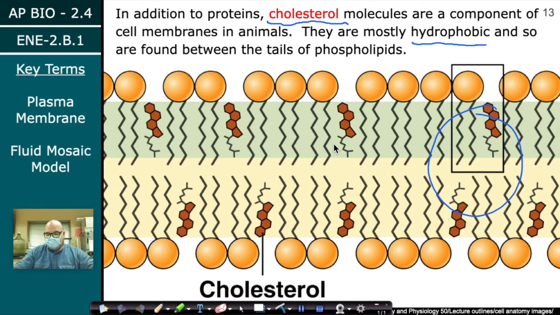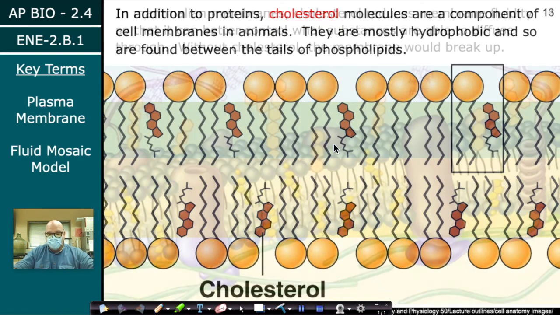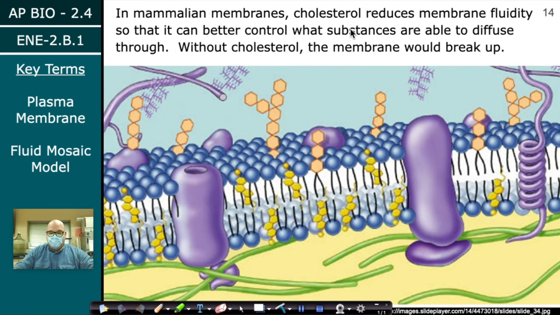All right, so what does this cholesterol do? It reduces membrane fluidity. This is a key idea here, the number one thing you need to know. By reducing the amount of movement in that fluid mosaic, we have a more tightly controlled membrane.